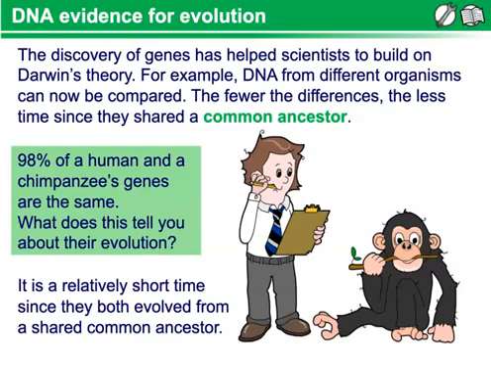DNA evidence for evolution. The discovery of genes has helped scientists to build on Darwin's theory. For example, DNA from different organisms can now be compared, and we will look at this in future lessons. The fewer the differences, the less time since they shared a common ancestor. So, for example, 98% of human and chimpanzee genes are the same. So what does this tell us about their evolution? It is a relatively short time since they both evolved from a shared common ancestor. Not that humans came from apes, but that they had a shared common ancestor.